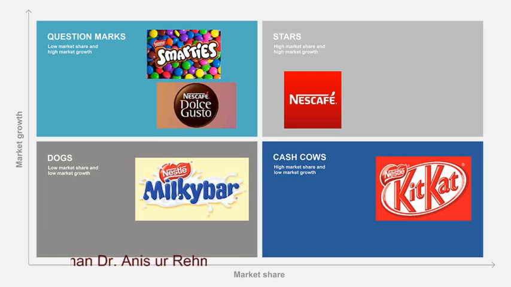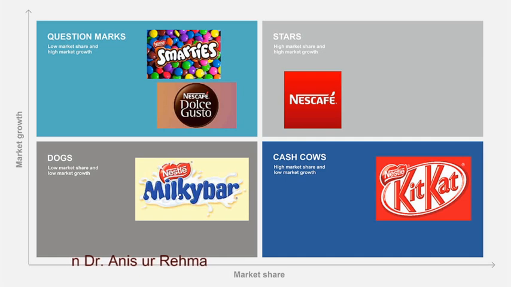Now the third is dogs, where we see here the example given is Nestle Milky Bar. These are those products which are having low market share and low market growth. So the usual marketing strategy here is that we should aim to remove any dogs from our product portfolio. We should try to get rid of these products as soon as possible, because they are a drain on our resources. Those resources we can use in some other better opportunity. So it is better to get rid of these products.